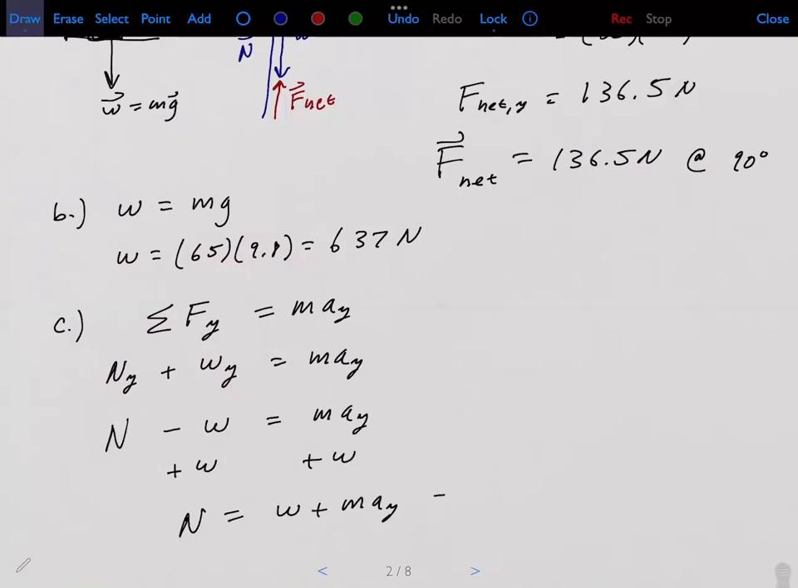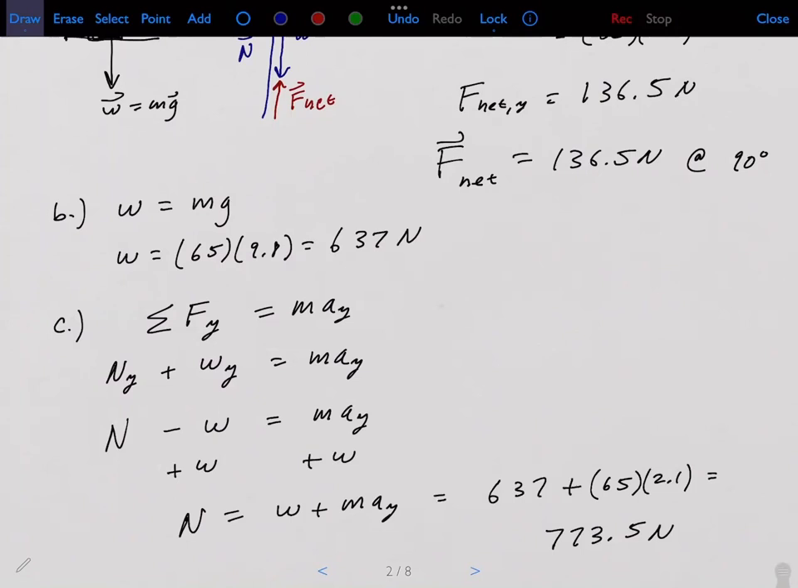Okay, and we know all those values, right? Or you could even write this as mg plus MAY, right? Because we know the weight is mg, but we already calculated the weight, so I'm just going to use the value. So this is going to be 637 plus, and then her mass was 65, and the acceleration was 2.1. So in this case, I'm going to get 773.5 newtons. So that's the normal force acting up on the woman when she's in the elevator, accelerating upward.